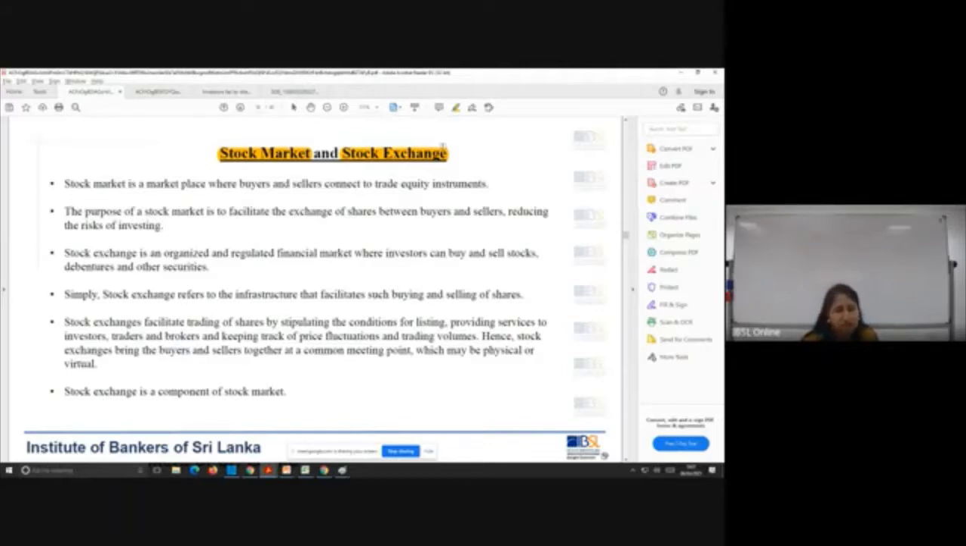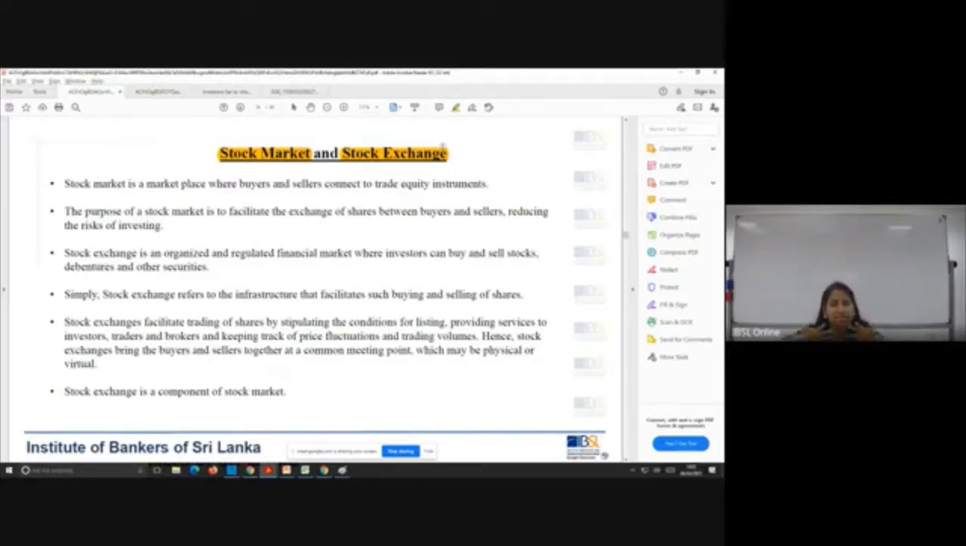We know the stock market is essentially where the buyers and sellers connect to trade their equity instruments. What is the purpose behind the stock market? To facilitate the exchange of shares. What is the purpose behind the stock exchange? A stock exchange is a platform. It's an infrastructure that allows the buyer and seller to trade. It is a regulated and organized platform so that it allows the investor to trade their shares with other buyers. Due to this, a stock exchange is only a part of the stock market.